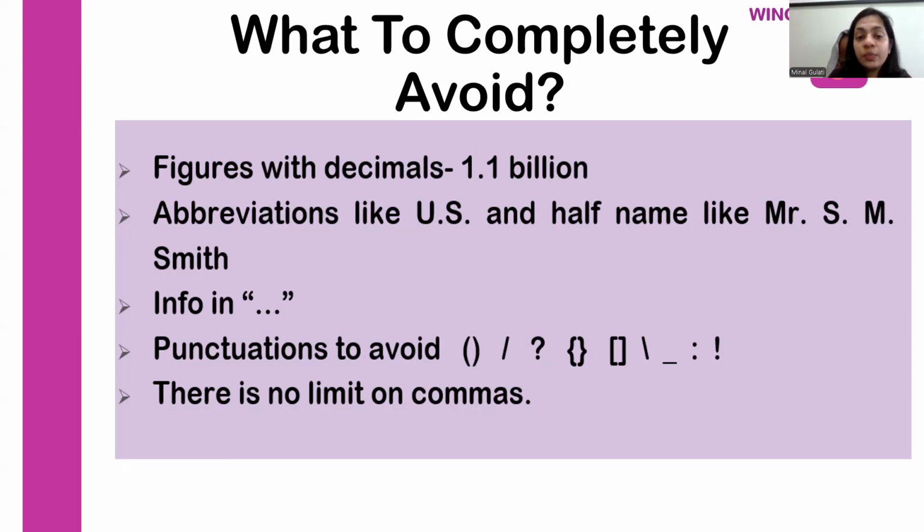Simple abbreviations like GPS, DNA, you can take. Any information that is written in inverted commas is a dialogue, so do not take that. Any line which has symbols like brackets, question mark, underscore, exclamation, slash, I don't want symbols in my summary, so do not take that line. But if any line has commas in it, that's fine. You can take commas in your summary, there's no limit to commas, but only one full stop at the end. That's it.